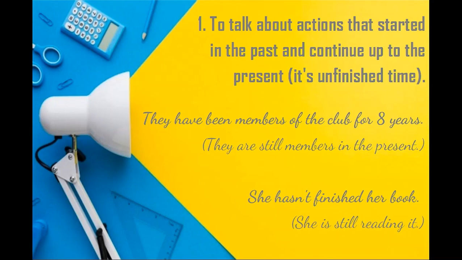Fíjense cómo yo ahí usé el pasado simple. Empezaron hace 8 años. Estoy nombrando exactamente el punto del pasado en el que comenzó. ¿Sí? They started 8 years ago. And they are still members in the present. En cambio, cuando digo they have been members of the club for 8 years, estoy hablando de una acción que empezó en el pasado y continúa hasta hoy.